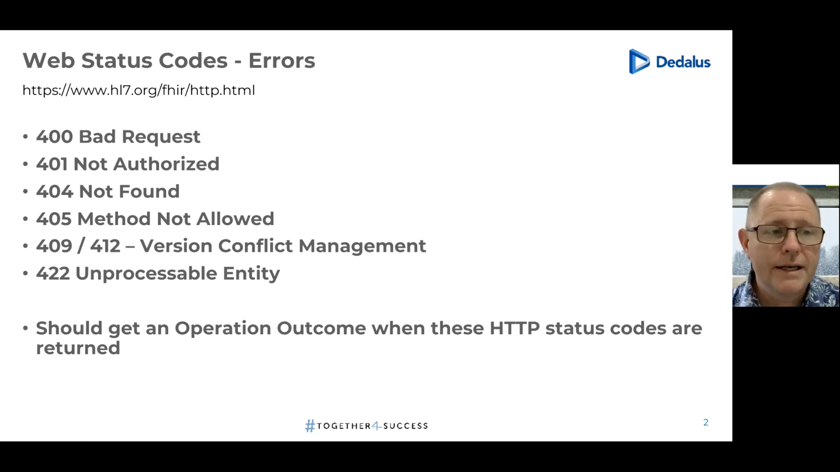400 bad request. So you'll get this if you failed some basic FHIR rules. 401 not authorized. So the particular FHIR server is requiring some sort of authorization, authentication to gain access to the FHIR server, and you haven't provided it. So definitely look in the headers for whether you're passing the right authorization tokens, if you're using bearer tokens or some form of shared secret. So be checking those headers.